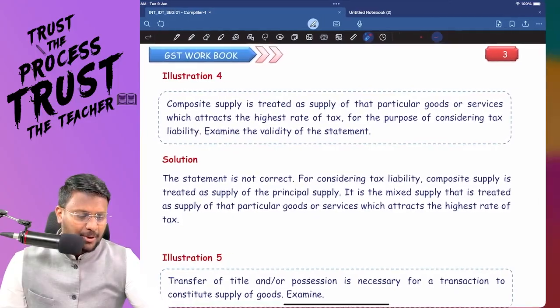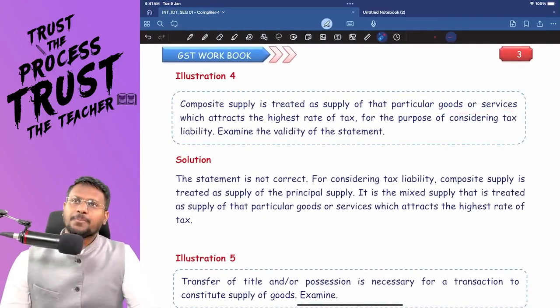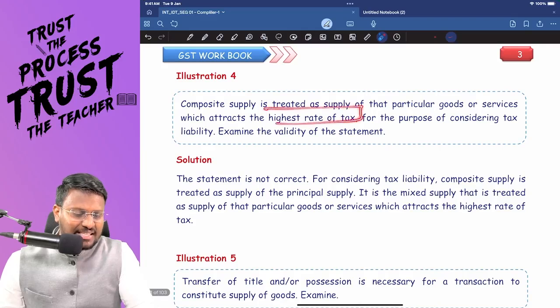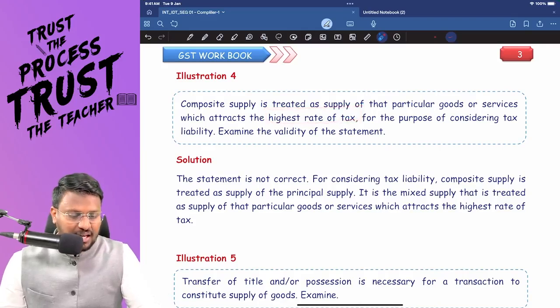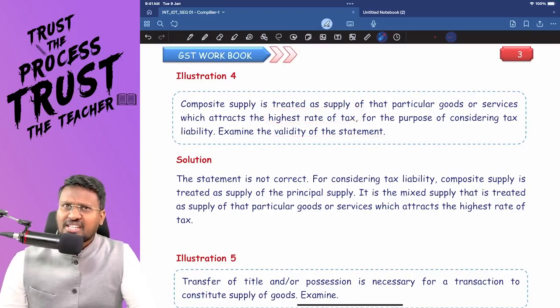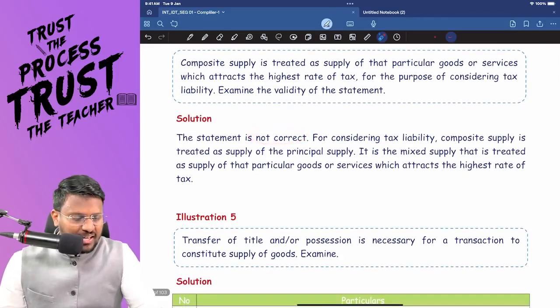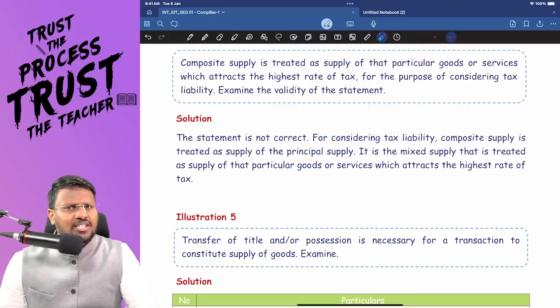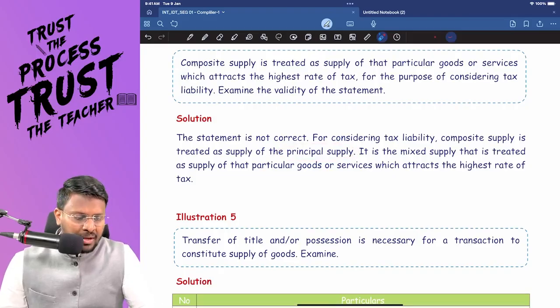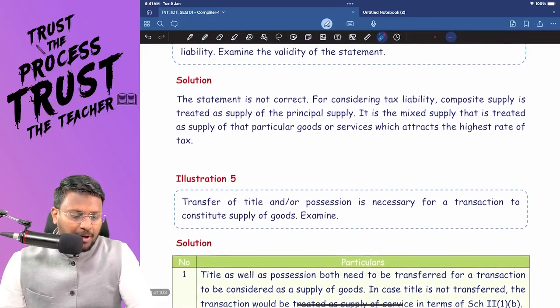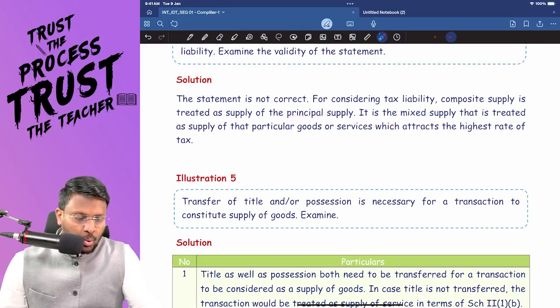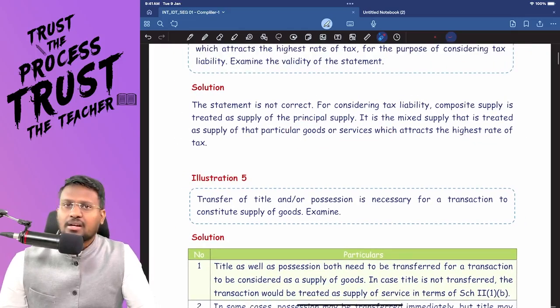Composite supply is treated as supply of that particular good which attracts the highest rate of tax for the purpose of considering tax liability. Examine the validity of the statement. Is the statement right or wrong? Wrong, because that provision is applicable to mixed supply, not to composite supply. So the statement is not correct. For considering tax liability, it is a mixed supply that is treated as supply of that particular good which attracts the highest rate of tax, as per Section 8. Comfortable, sir?